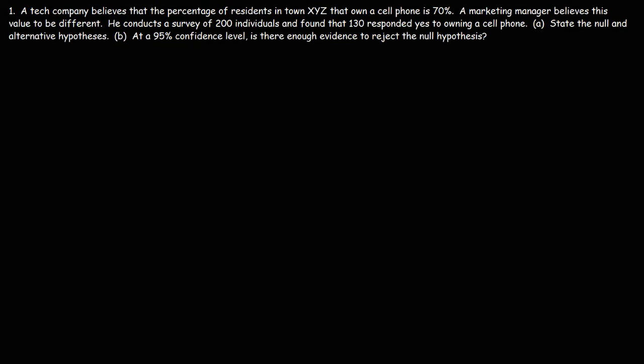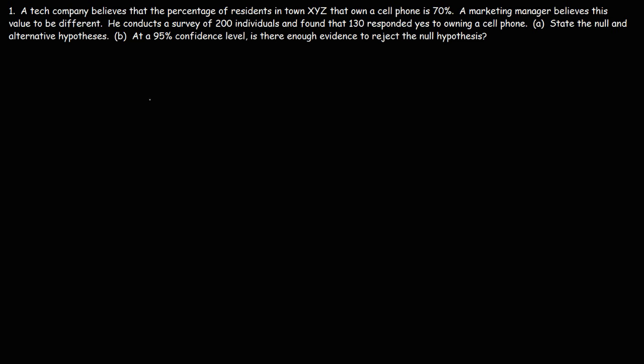In this video, we're going to work on some hypothesis tests and problems associated with proportions. So let's start with this one. Number one, a tech company believes that the percentage of residents in town XYZ that own a cell phone is 70%. A marketing manager believes this value to be different. He conducts a survey of 200 individuals and found that 130 responded yes to owning a cell phone. Part A. State the null and alternative hypotheses.